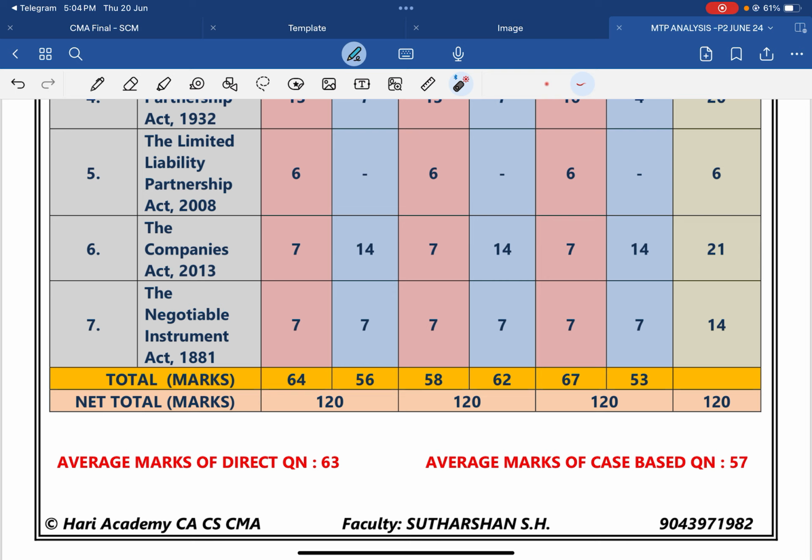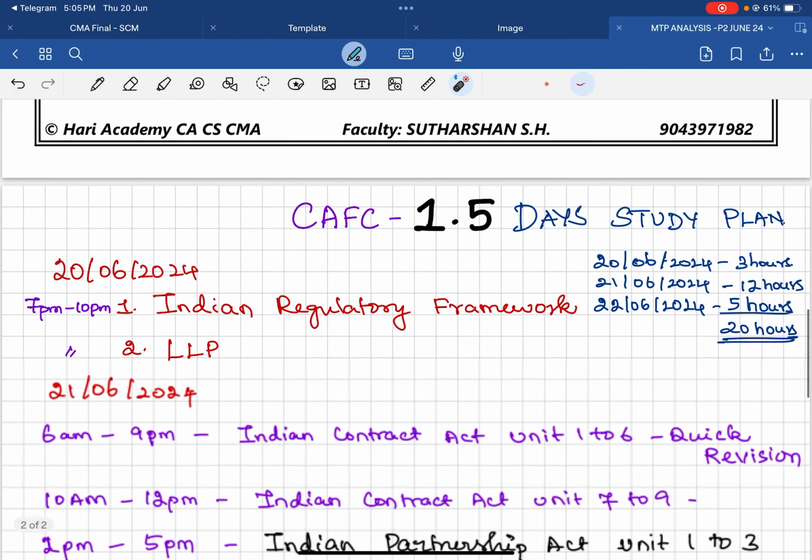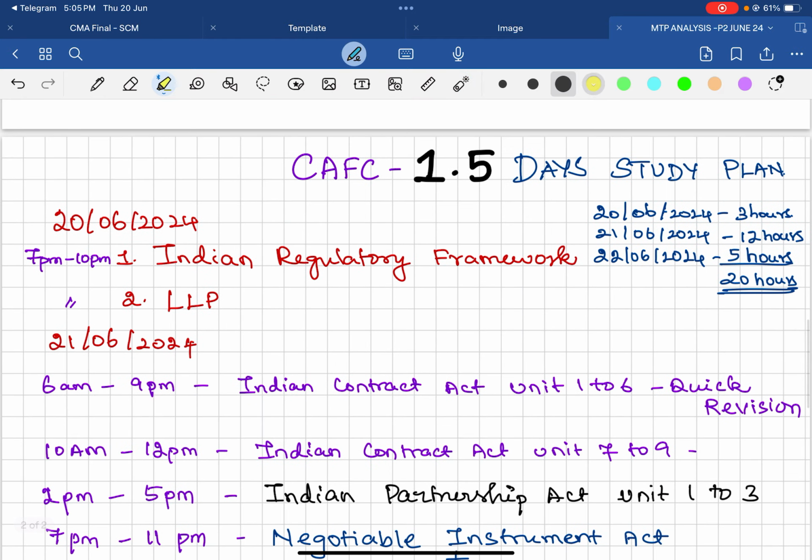Now tell me whether this paper is very difficult for you to attend, because you are having direct marks of 63. Will you say that this paper is very much difficult for you? No. If you study the provisions correctly, if you know how to write the law, if you know how to write it in legal language, then this paper is going to be an exemption paper for you. Now we'll quickly go for the 1.5 days study plan.